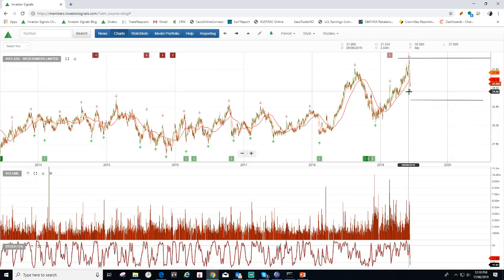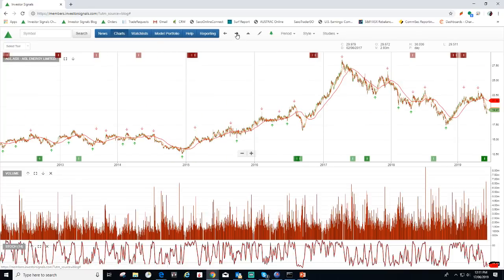I think you get an opportunity to buy this, and maybe at that point it's a matter of just selling a covered call and stripping out the dividend and the call option income, but having an entry level back down maybe around $34 in that. And then there we are back to AGL.